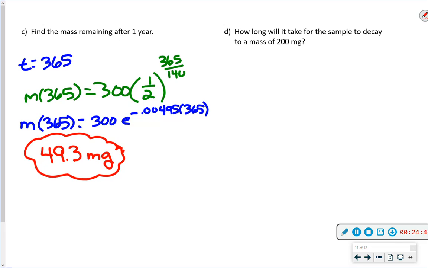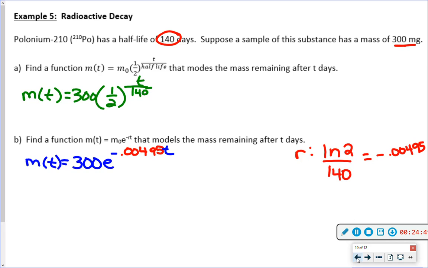Okay. Same thing on D. How long will it take for the sample to decay to 200? So I'm just going to click it back a slide. I can use either of these formulas, and of course my final amount's going to be 200. If you look at my little notes, I've solved them both. Honestly, I think the blue one might be a little bit easier to use on the solving, just because this is so fractiony. So I'm going to use the blue one.